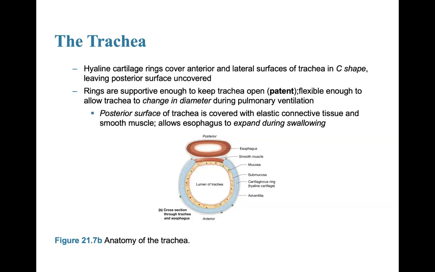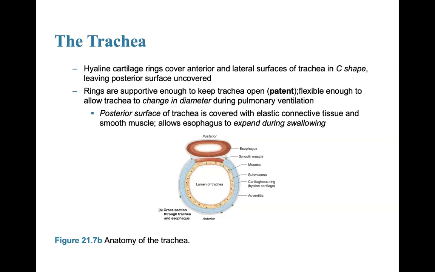And these rings are actually in a C shape, leaving the posterior surface uncovered. The rings are supported enough to keep the trachea open, or referred to as patent. As a result, that allows air to flow through without any resistance. It is flexible enough to allow the trachea to change in diameter during pulmonary ventilation as well.